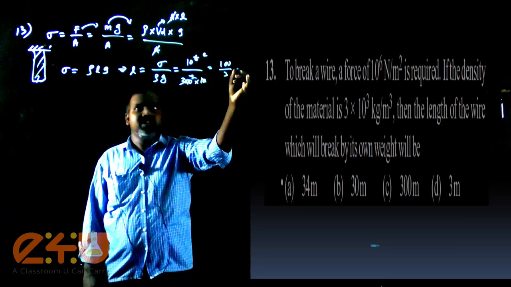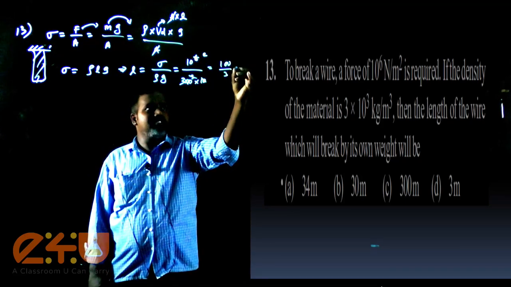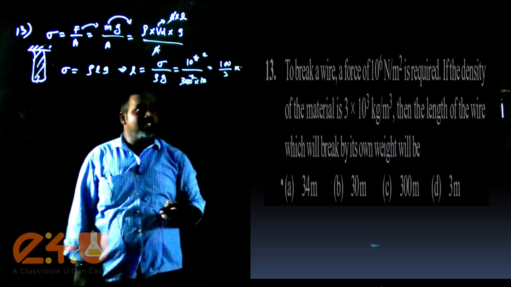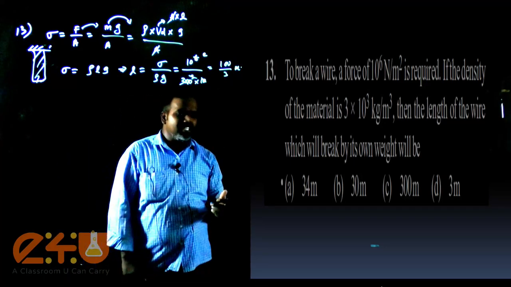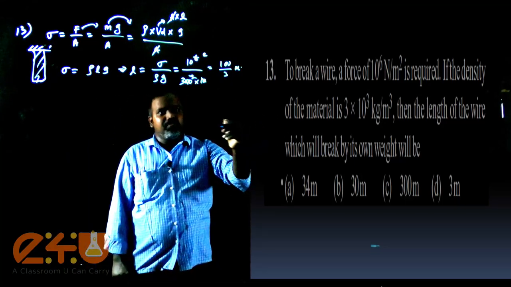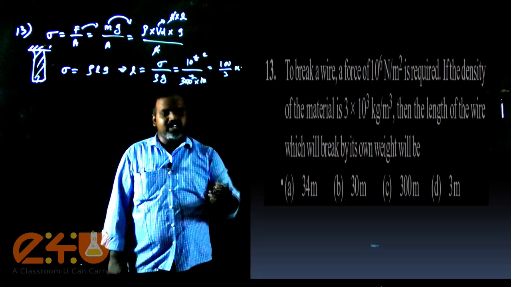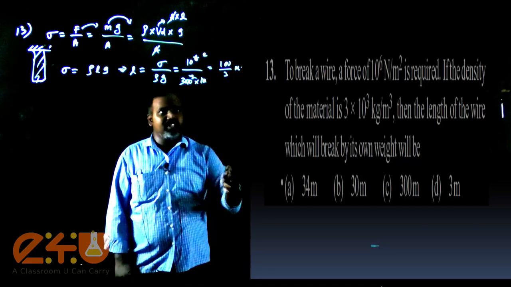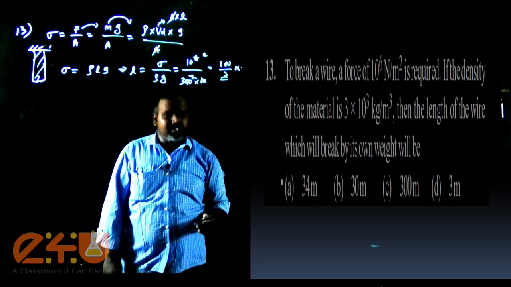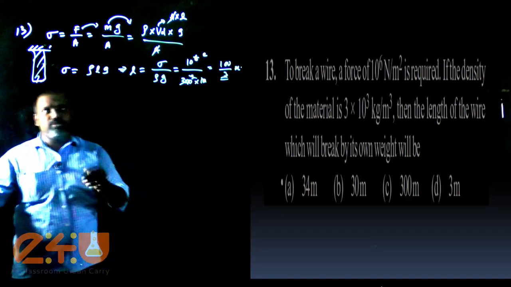So this is the length. All the values are in meter. So 100 by 3 is approximately 33 point something. But approximately the option matching with that one is 34 meter. So we can assume that it has to be option A. But the exact answer is 100 by 3. Now you please go for question number 14.